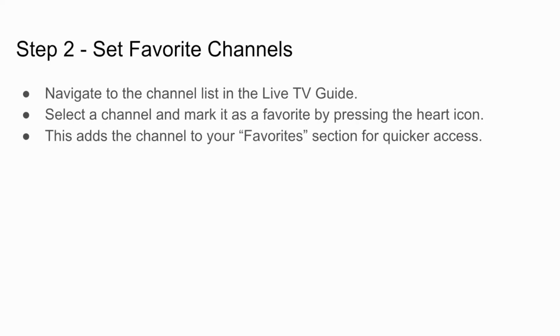Step 2. Set favorite channels. Navigate to the channel list in the Live TV guide. Select a channel and mark it as a favorite by pressing the heart icon. This adds the channel to your favorites section for quicker access.